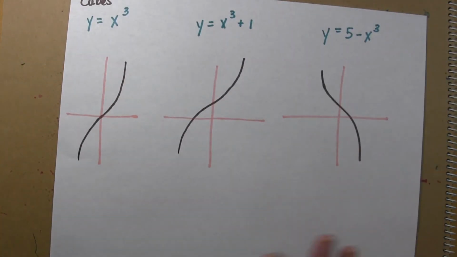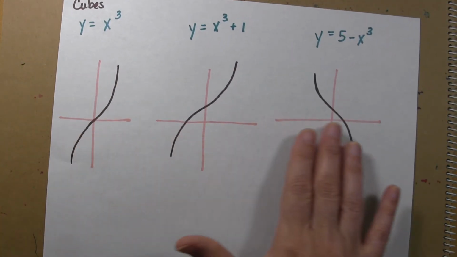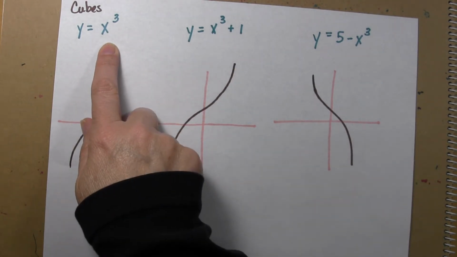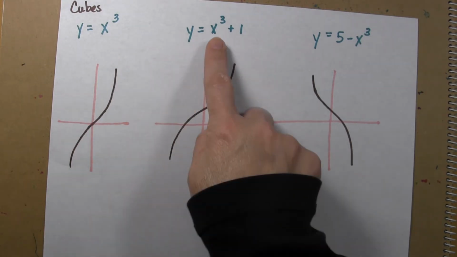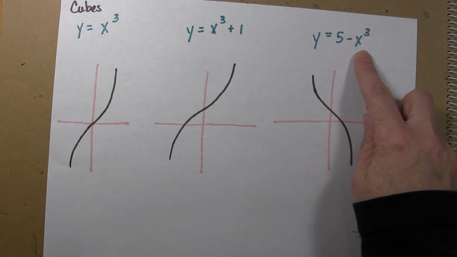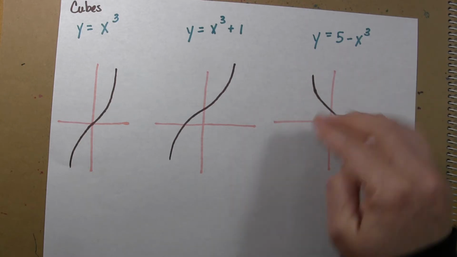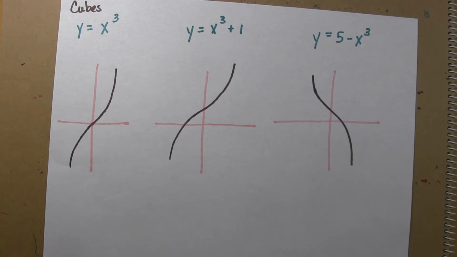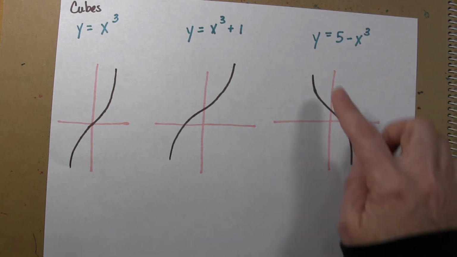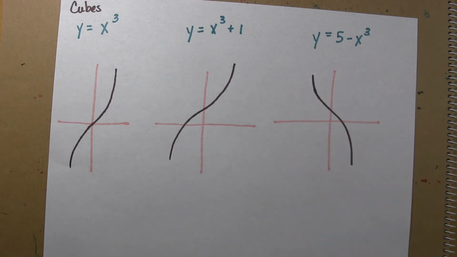Let's take a look at cubes. Here are some cubed graphs, and you'll see that they are all the swooping S-shaped. Here's our classic, y equals x cubed. That's the S shape. Here we have x cubed plus 1, which is the S shape, but in a different spot on the graph. And here we have 5 minus x cubed, which gives us a reverse slope to this, but you could still see the S shape. So whenever you have an x cubed, you should be expecting some sort of swoopy S shape.